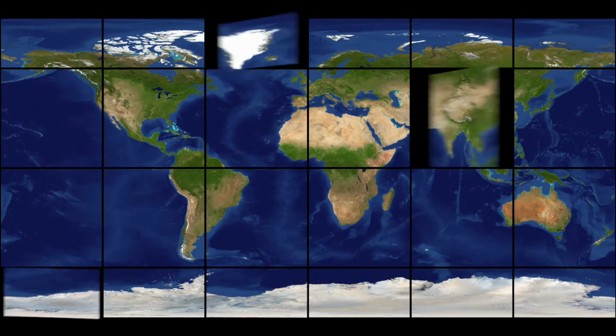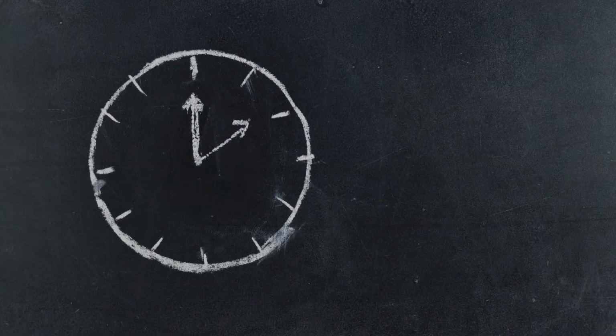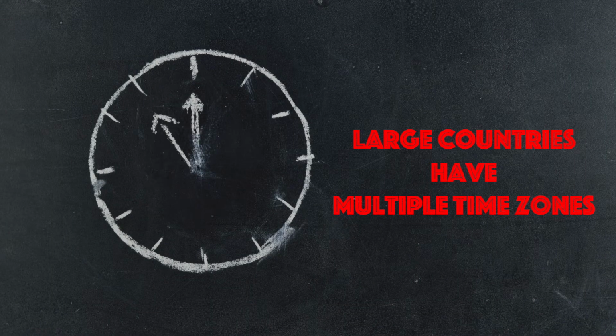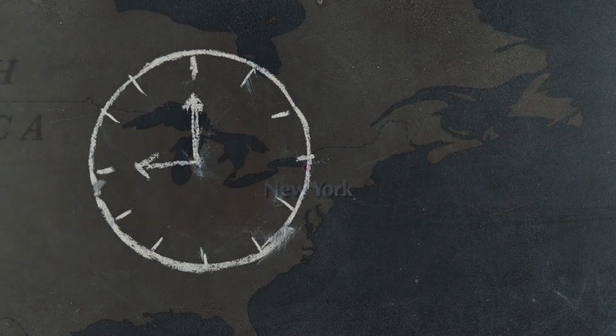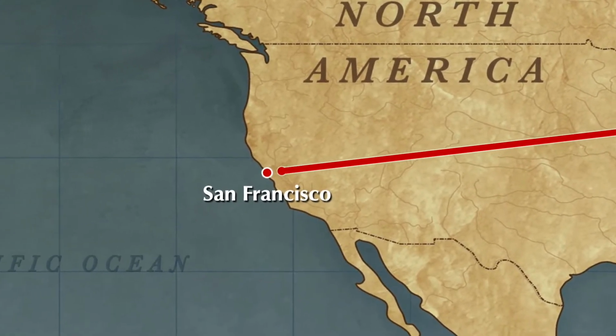Now since the longitudes we talked about earlier are only 15 degrees apart, large countries often spread across multiple longitudes and hence tend to have multiple different time zones. For example, mainland United States, excluding its island territories, has 6 different time zones.